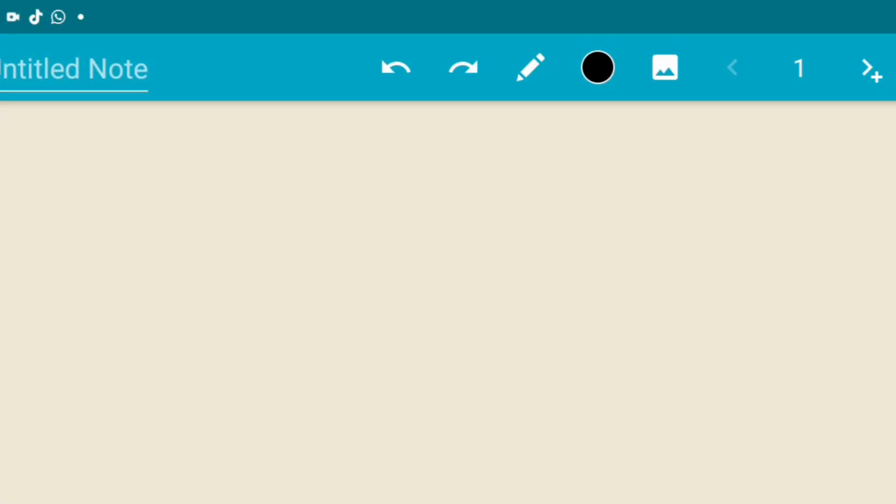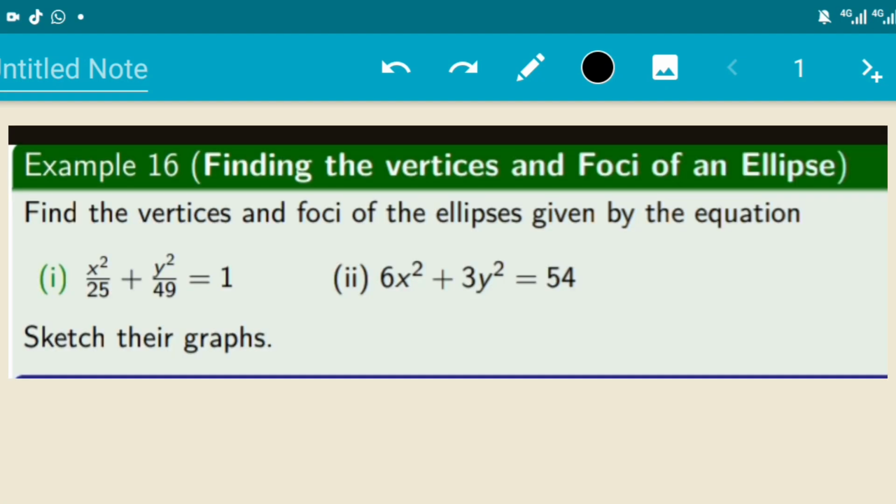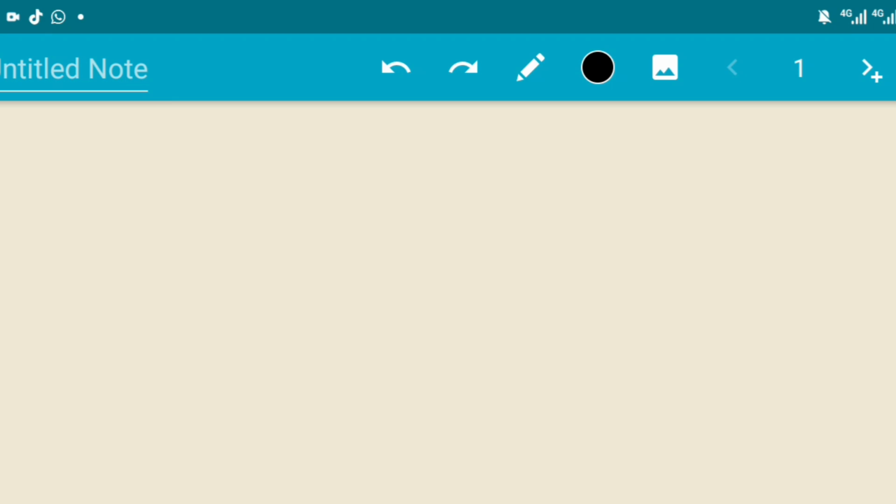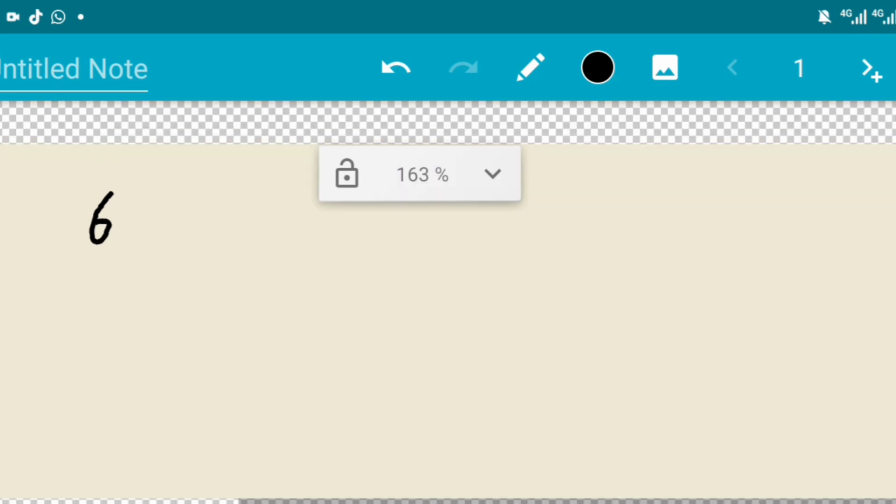So good afternoon everyone. Let's pick it up from where we ended. The question said find the vertices and foci of the ellipses given by the equation. We found the first one, and this time we have this equation. It looks something like this.